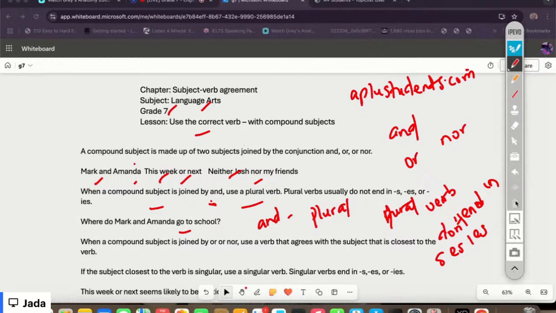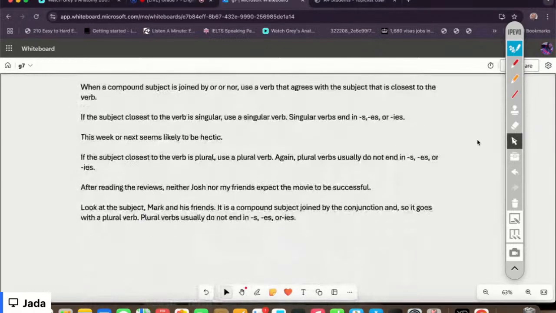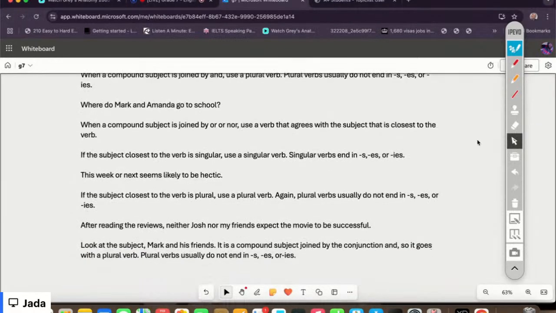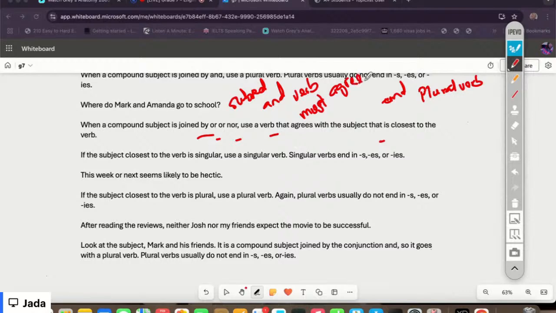So, moving on. Make sure you remember that whenever it's joined with and, it is automatically a plural verb. Okay, so we also have, when a compound subject is joined by or or nor, you have to use the verb that agrees with the subject that is closest to the verb. Remember that every subject and verb must agree in a sentence. So they must have an agreement in a sentence.